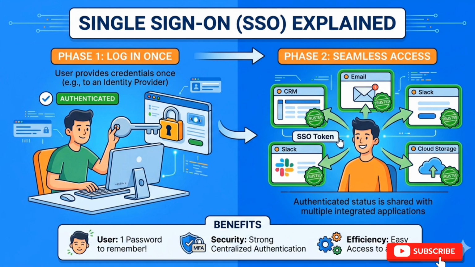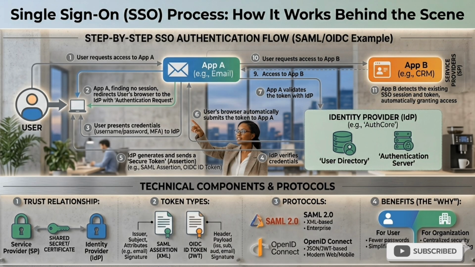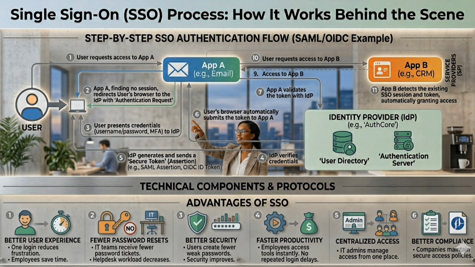Now let's understand how SSO works behind the scenes. The user logs in to the company identity platform, usually through identity providers like Microsoft Entra ID, Okta, Google Workspace, or Ping Identity. Then the identity provider verifies the user credentials. A secure authentication token is created, and then the token is trusted by multiple applications. The user accesses apps without logging in again and again. So in a simple flow: user login, authentication, secure token generated, and access to multiple applications.